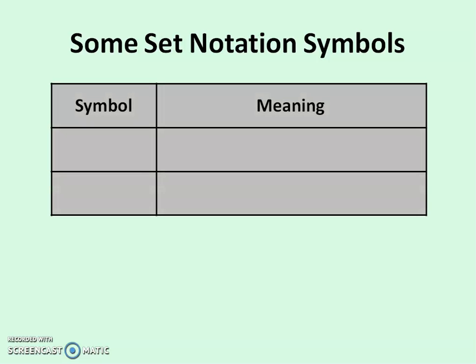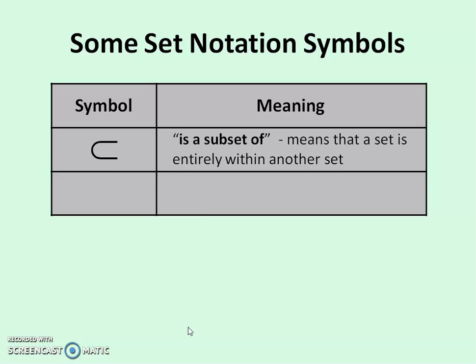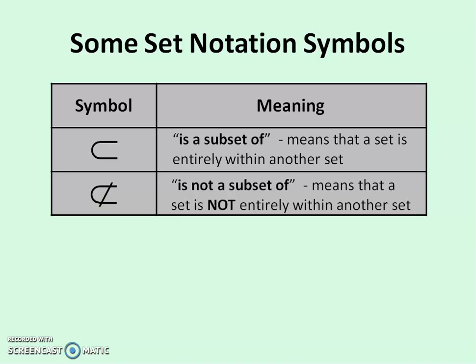I had said that those ones are only used for numbers. These set notation symbols, this one here means is a subset of. It denotes that a set is entirely within another set. Every element of this set is automatically an element of that other set. That this is the bigger one and that is the smaller one. And the same symbol with a line through it means is not a subset.